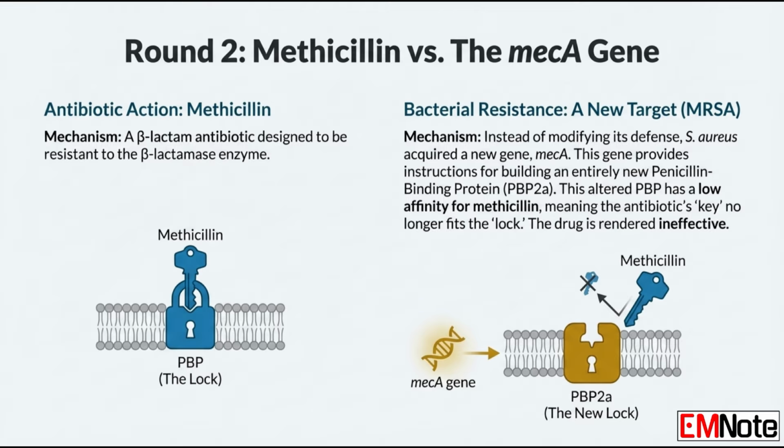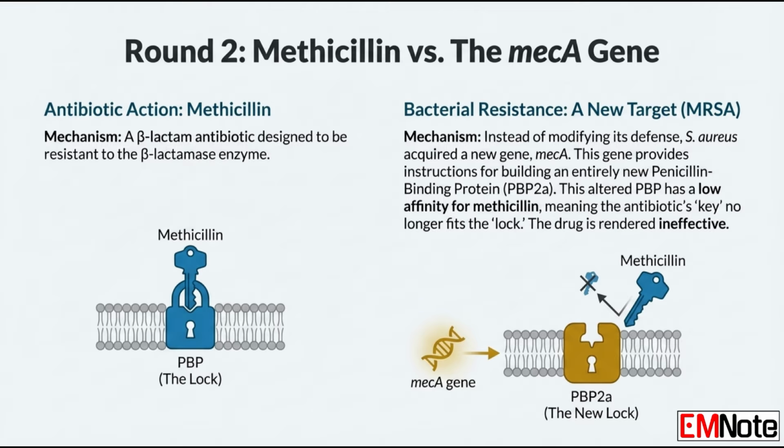Which brings us to MRSA, methicillin-resistant Staphylococcus aureus. How did the bacteria evolve to beat a drug that was specifically designed to be unbeatable by its last trick? This is a classic case of evolution in action. The staph didn't just improve its defense, it changed the battlefield entirely. It acquired a new piece of DNA, a gene called mecA. And what does the mecA gene do? It gives the bacterium the instructions to build a brand new, completely different PBP protein, a substitute.